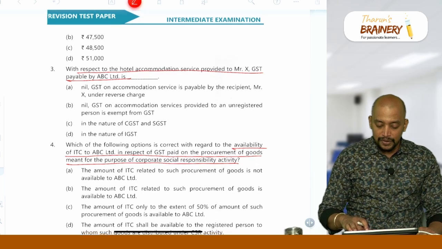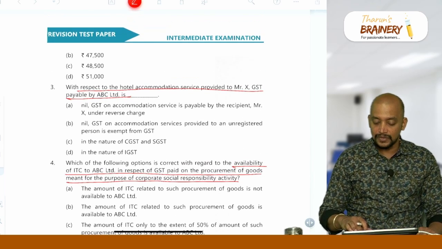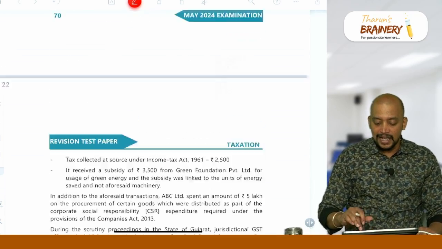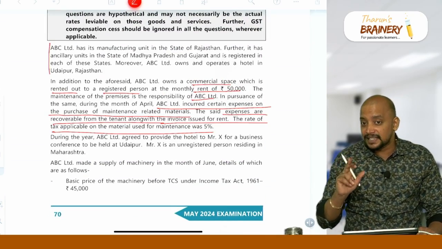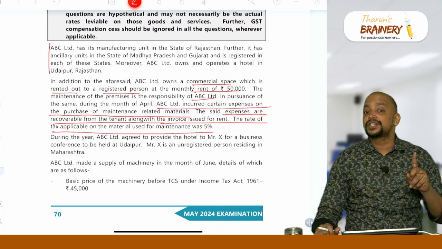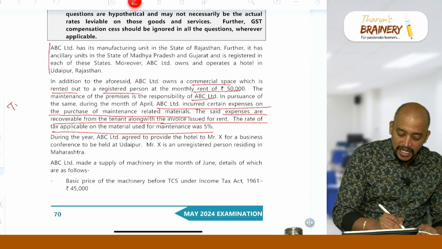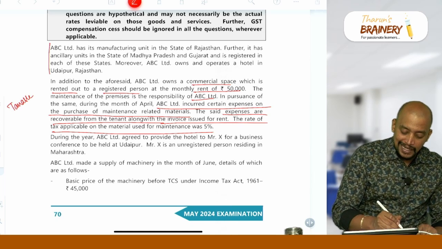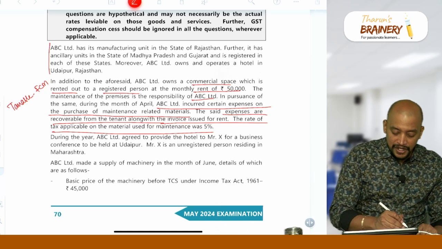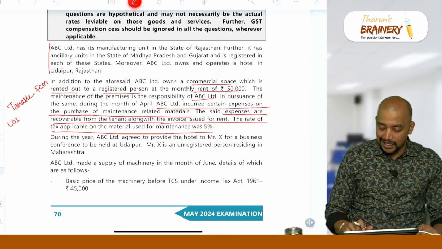Okay, so whether this person is an unregistered person or a registered person. Registered person, and we don't have any exemption in this case, then what will it be? Taxable, correct? Renting of commercial property will always be taxable. Taxable under what? FCM or RCM? Taxable will be FCM. And what is the location of supplier? It is taxable under FCM.